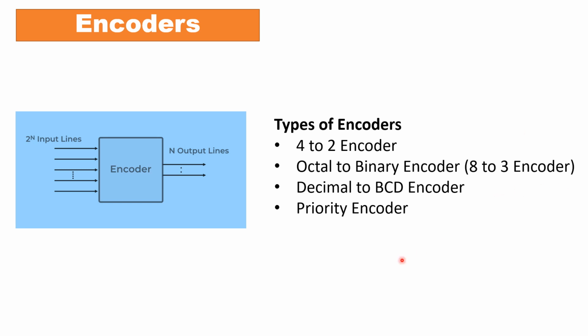And finally, a priority encoder assigns priority to multiple active inputs and converts them into a binary output, ensuring that only the highest priority input is encoded.